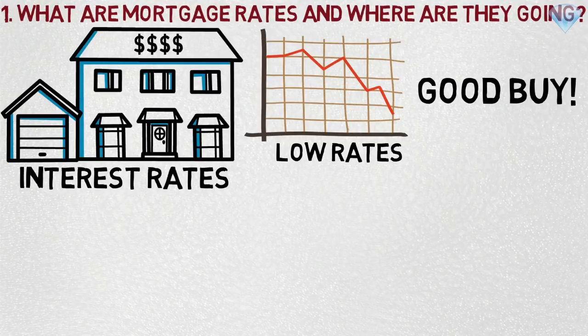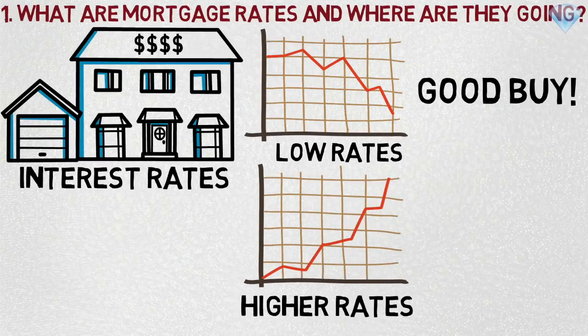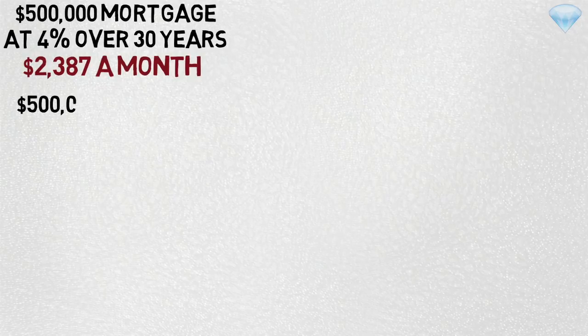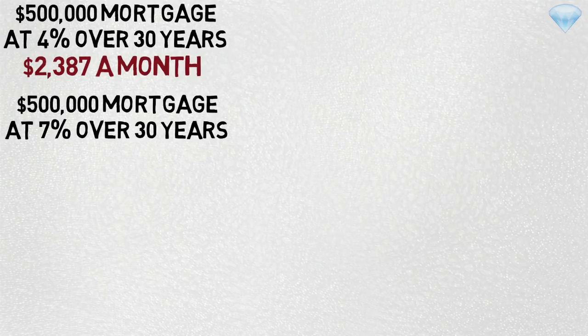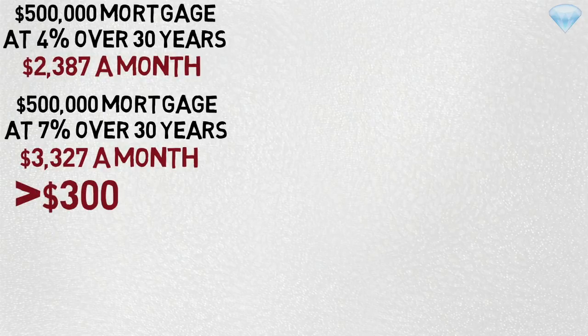Though a mortgage rate does not directly affect the price of the home, it does affect the cost to the buyer. Higher interest rates, on the other hand, tend to cool off the housing market, as they make buying a home effectively more expensive. Let me give you an example. A $500,000 mortgage at 4% over 30 years would cost just $2,387 a month, while the same loan at 7% would cost nearly $1,000 more per month, which is $3,327, meaning the borrowers would pay $300,000 more over the lifetime of the loan.